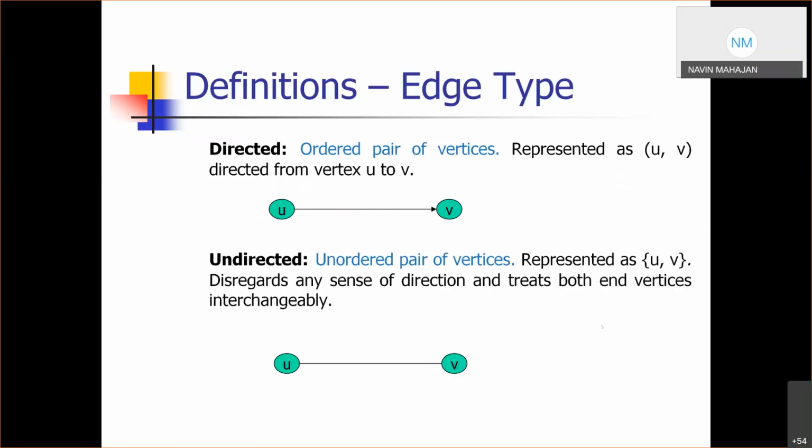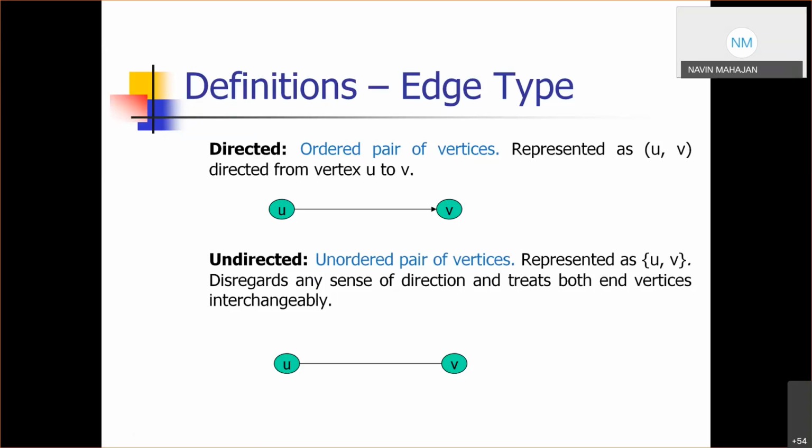Now, what are the different graphs we have? Broadly classifying, we have a directed graph and an undirected graph mainly. In a directed graph, the edge between two vertices will have a direction. Take an example: a directed ordered pair of vertices represented as (U, V), directed from vertex U to V. In this U to V, what is U here? U is a tail and V is a head. In a directed graph, the direction can be represented by tail and head.